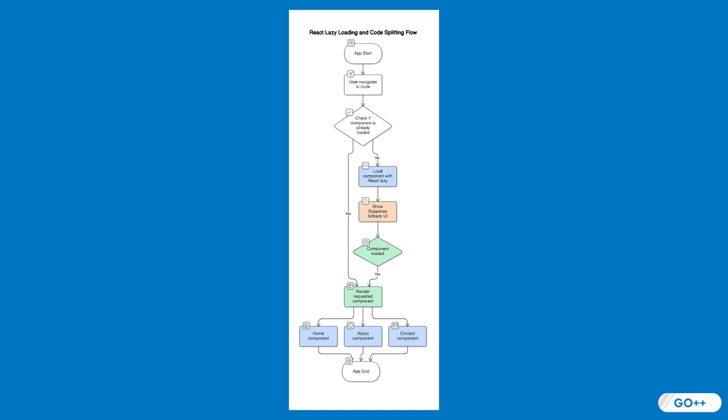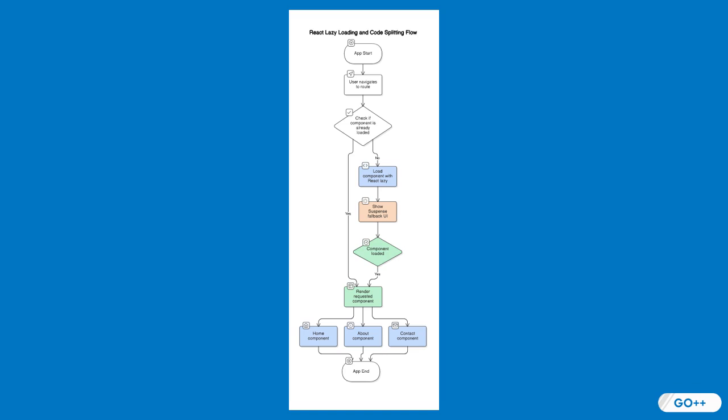Imagine you're at a buffet, but instead of loading your plate with everything at once, you decide to take only what you need when you need it. This is akin to lazy loading in React. It's a strategy where non-essential resources are loaded only when required, reducing the initial load time and conserving bandwidth. This is particularly useful in single-page applications where loading all components at once can be inefficient.